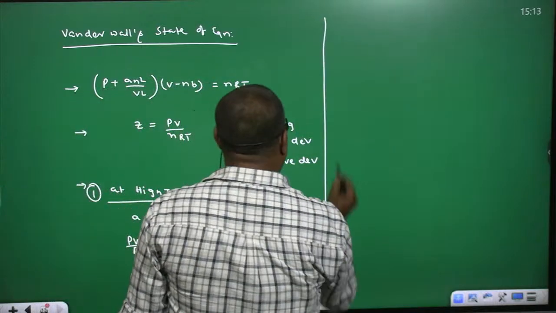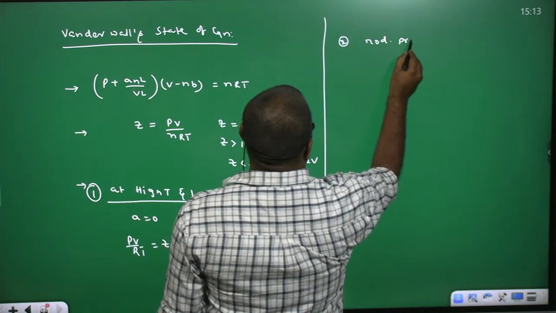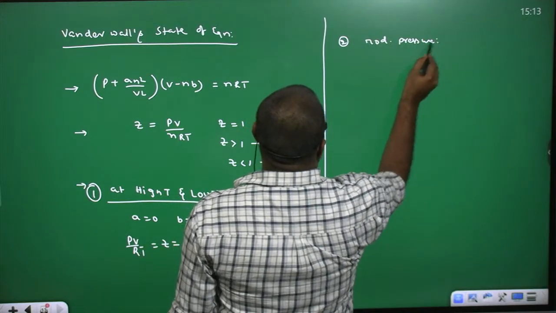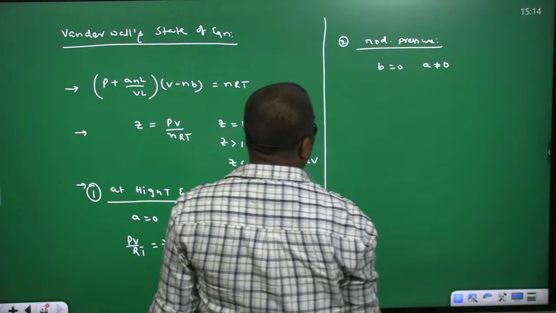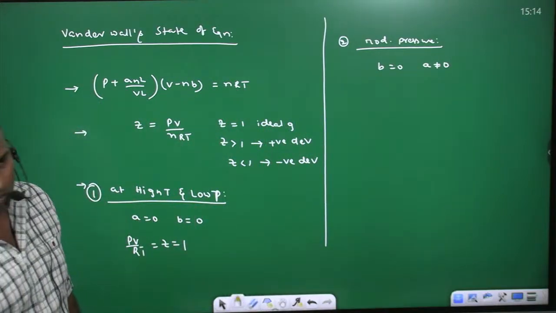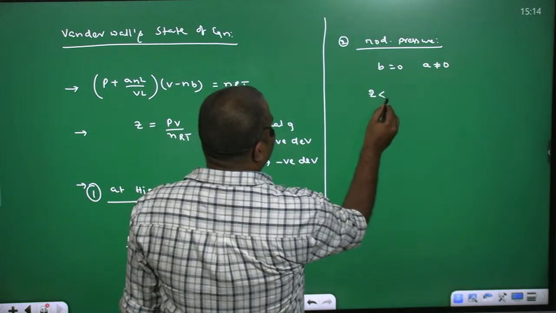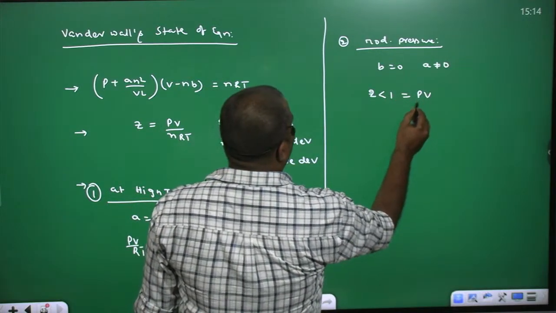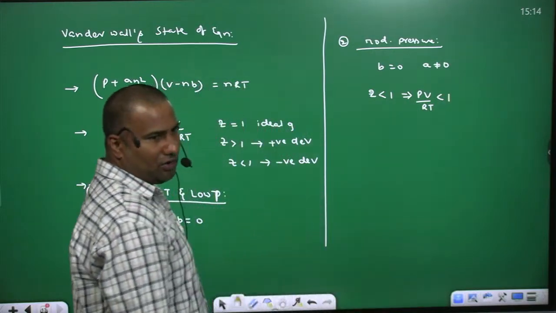While coming to the second condition, at moderate pressure, b becomes 0, a is not equal to 0. Then if you observe the condition, you are going to get Z less than 1, that equal to PV by RT less than 1, negative deviation we are going to find.